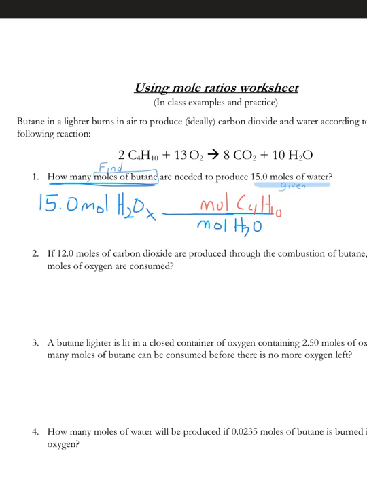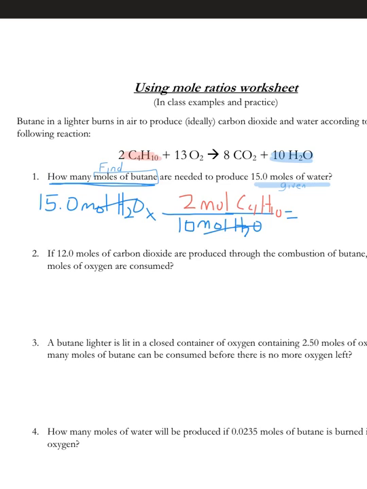So we need to find a ratio then that relates butane to water. That is right here in the chemical equation. Here is butane. Here is water. So it tells me to use 10 moles of water will be produced when 2 moles of butane are reacted. Thus, I will cancel off moles of water, and I'll end up with moles of butane.